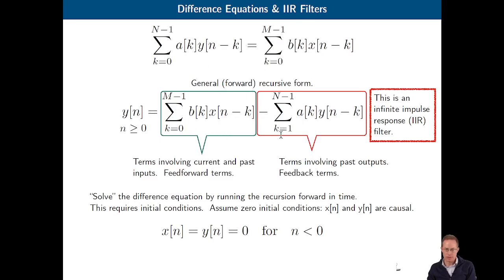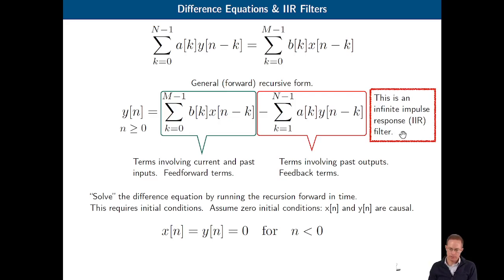Notice that this sum starts with k equals 1 instead of k equals 0, because we pulled out the k equals 0 term, that's where this y of n comes from. So here the lower limit is k equals 0 up to m minus 1, and here the lower limit is k equals 1 up to n minus 1. So this is the difference equation that corresponds to an infinite impulse response filter.